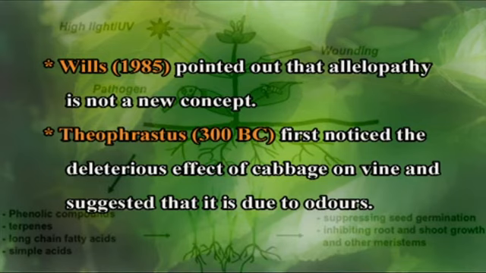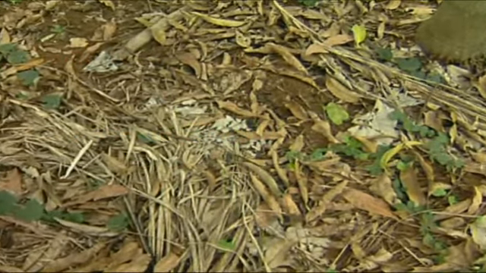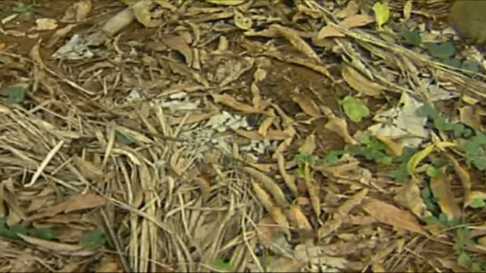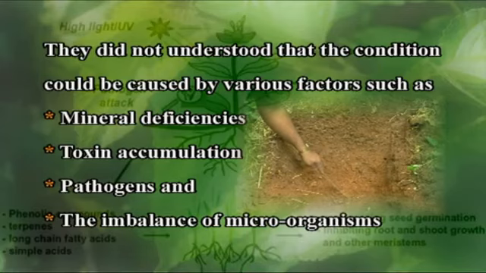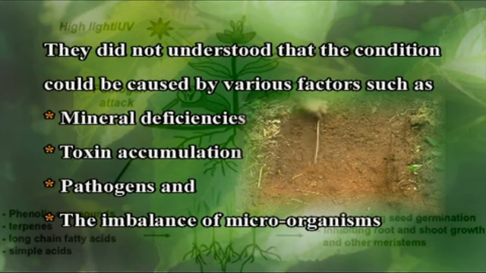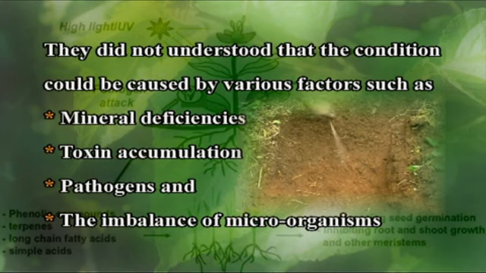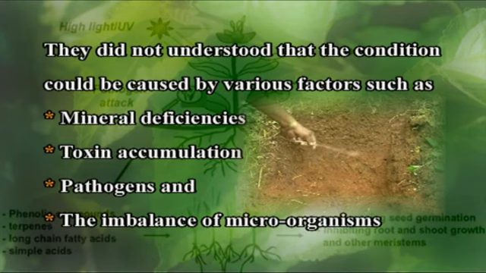In a historical overview, Willis 1985 pointed out that allelopathy is not a new concept. Theophrastus, 300 BC, first noticed the deleterious effect of cabbage on wine and suggested that it is due to odors. A common problem in both Greek and Roman times was so-called soil sickness, the declining yields of fields. They did not understand that the condition could be caused by various factors such as mineral deficiencies, toxin accumulation, pathogens, and the imbalance of microorganisms.